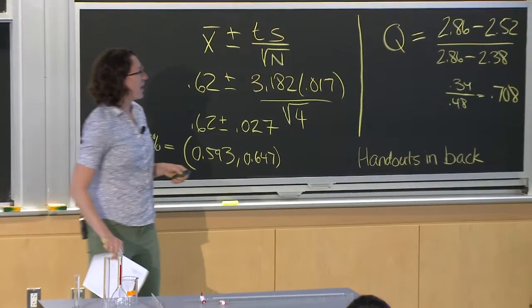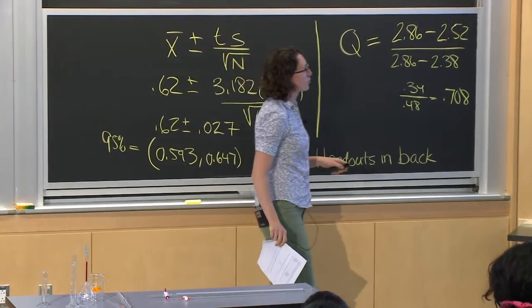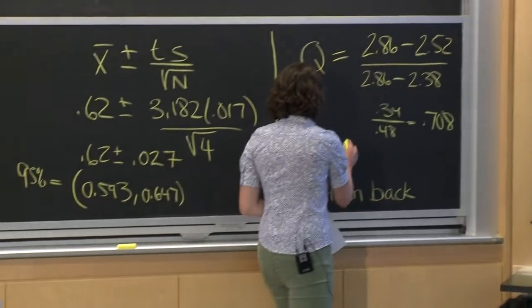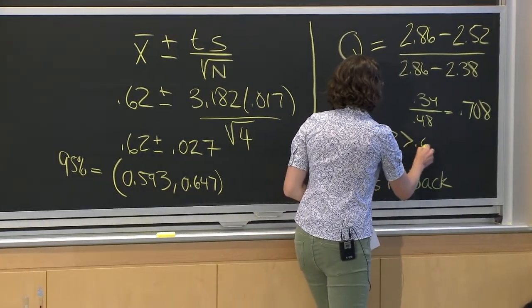Now if we look at a table of values for our Q test, we can calculate it at 90% confident that it's an outlier, 95% confident that it's an outlier, and all the way down. So if we wanted to calculate at 95% confidence level that this point is an outlier, then how many data points did we have in this data set? 6. So we would look at 6, 95%, our Q value is 0.625. So 0.708 is greater than 0.625.